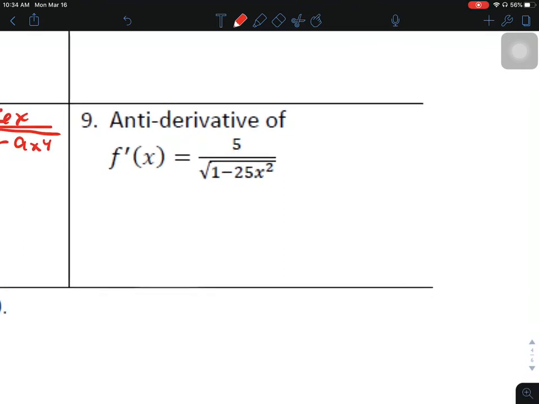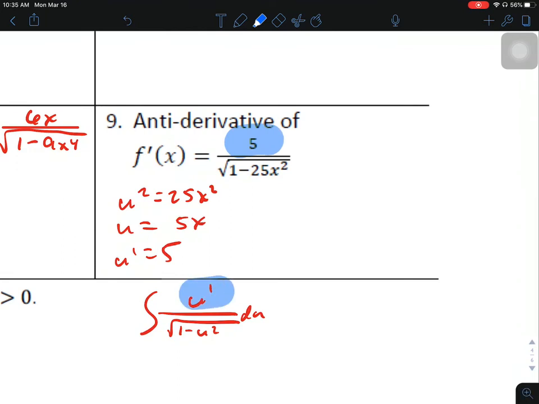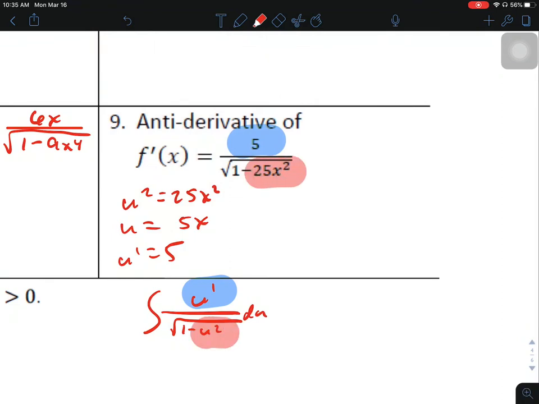So for this to match up with sine perfectly, here's what sine looks like. It's integrating u prime over the square root of the difference of 1 and u squared du. So in this case, what are we saying that u squared is? U squared is 25x squared. That's going to make u 5x, and that's going to make u prime 5. And look, all that checks out. 5 is where u prime is. 25x squared is where u squared is.